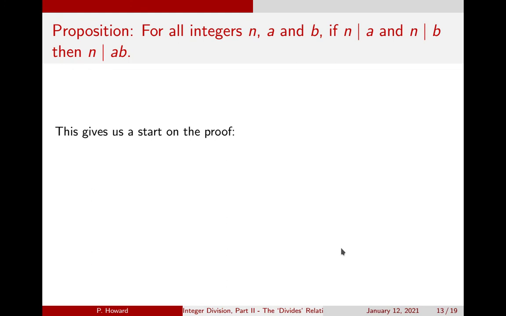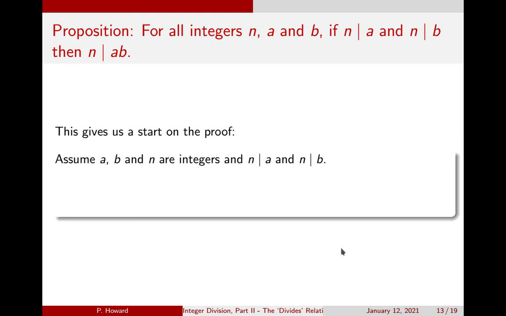So this gives us a start on the proof. You write down the assumptions: assume a, b, and n are integers, and that n divides a and n divides b. Then we write down what we have to prove. Then we translate into equations. We translate the assumptions into equations.